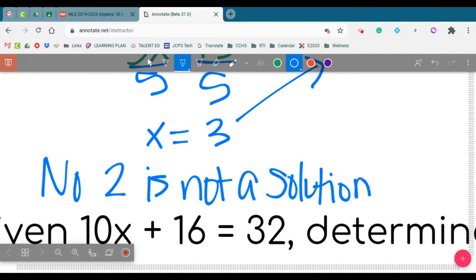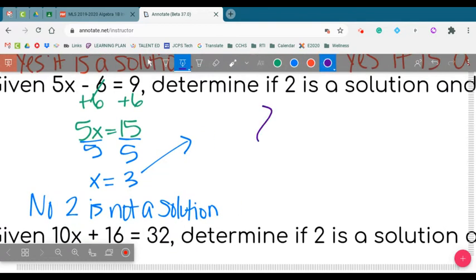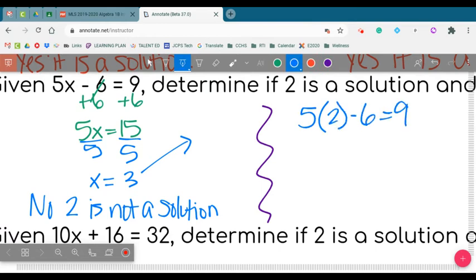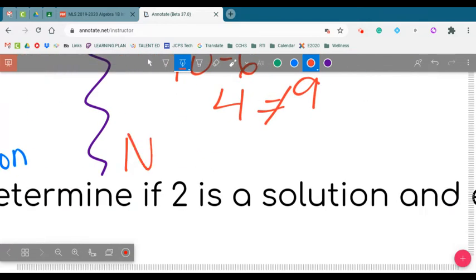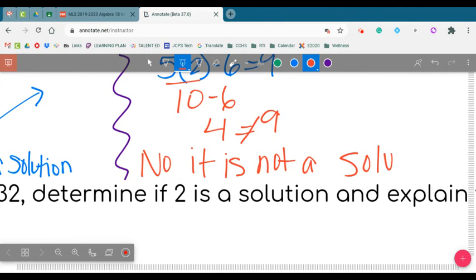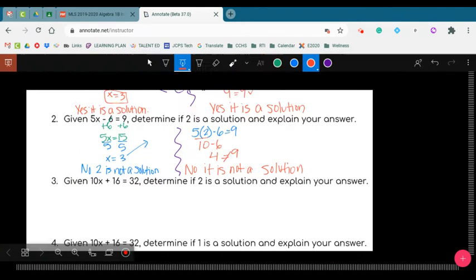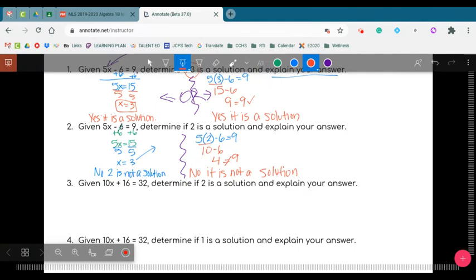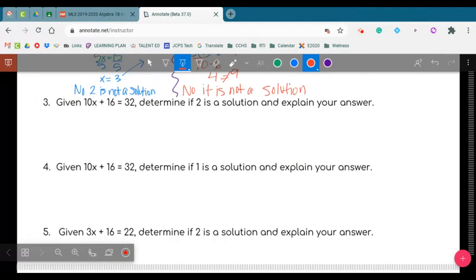So whenever I plug it in, this is how it would look if it was not a solution. So I would do 5 times 2 minus 6 equals 9. So 5 times 2 is going to be 10. And then minus 6, you're going to get 4. Does 4 equal 9? No. So you would put no. It is not a solution. Okay. I don't care which way you do it. I'm probably going to stick with the solving because I feel like we're a lot more comfortable with solving than we are for plugging in. But if you want to do it the other way, that is perfectly fine.